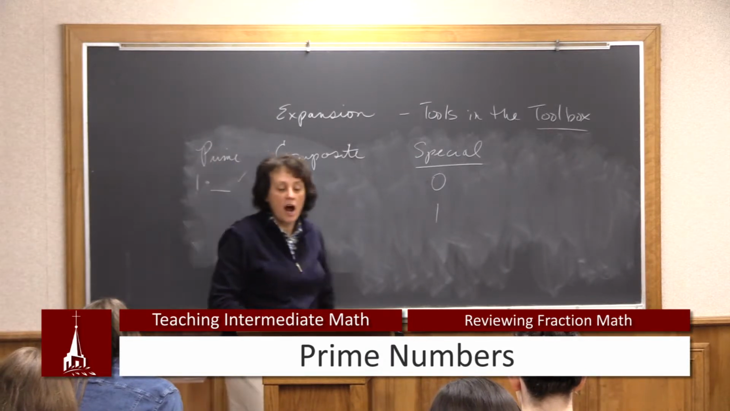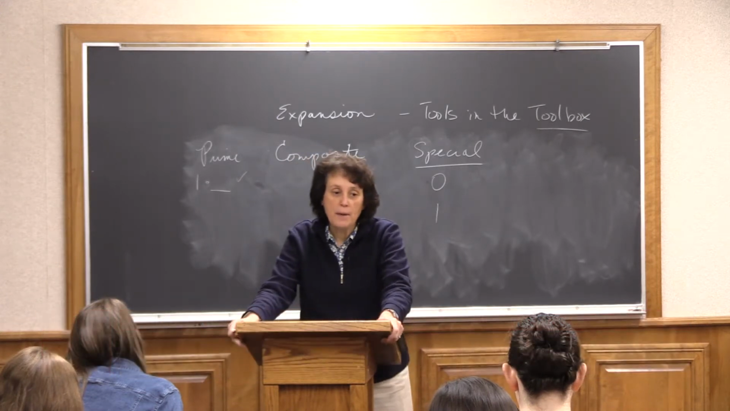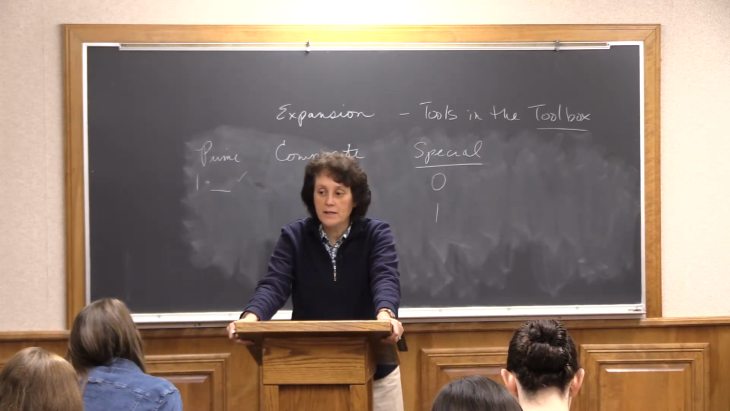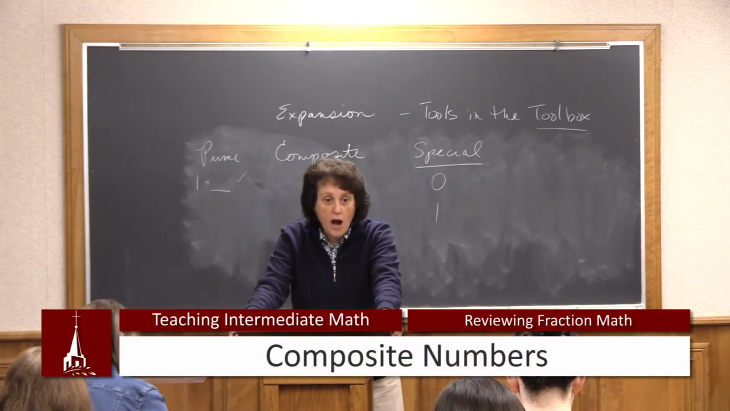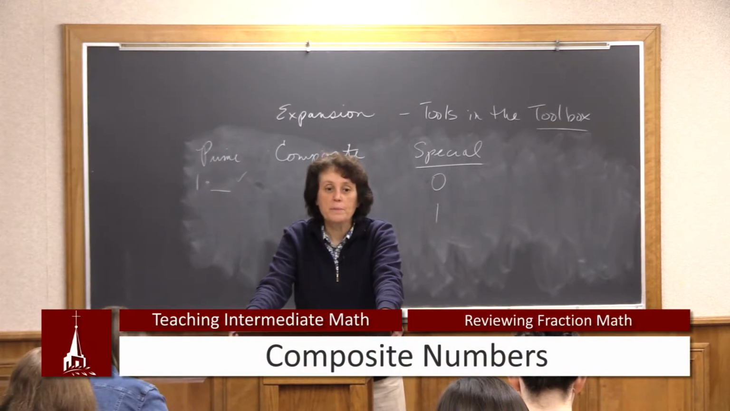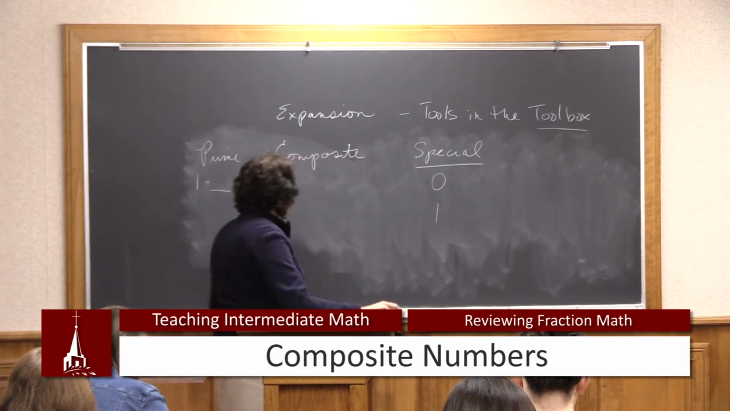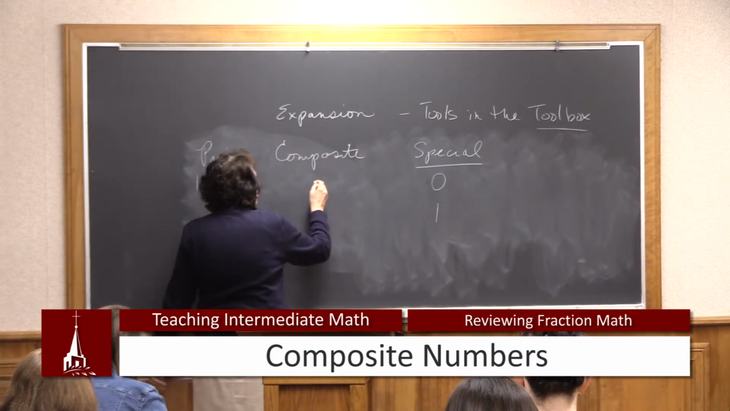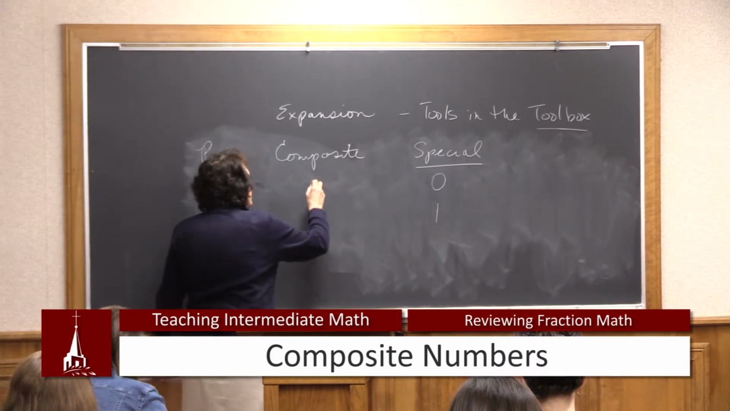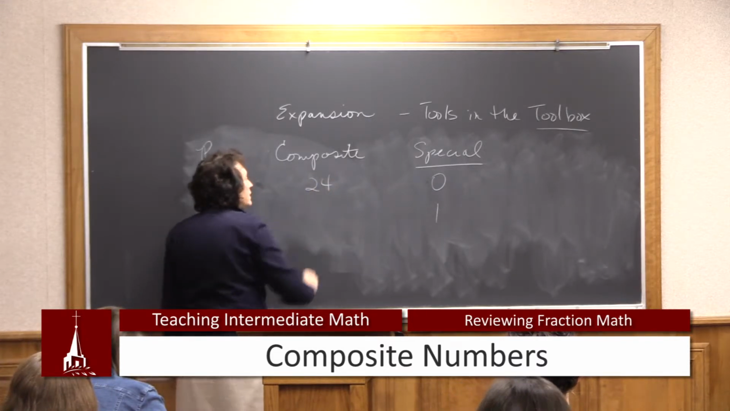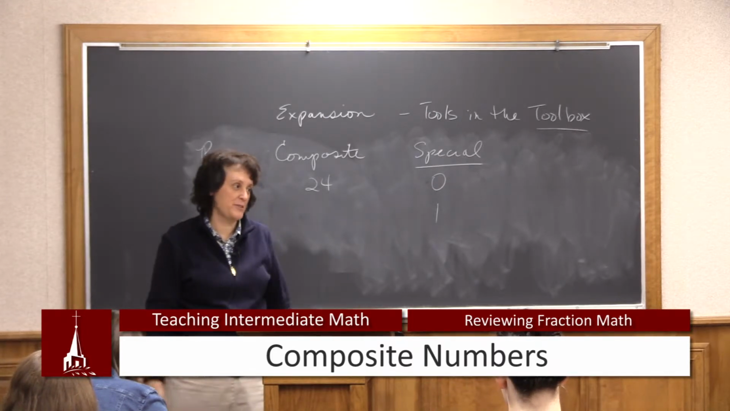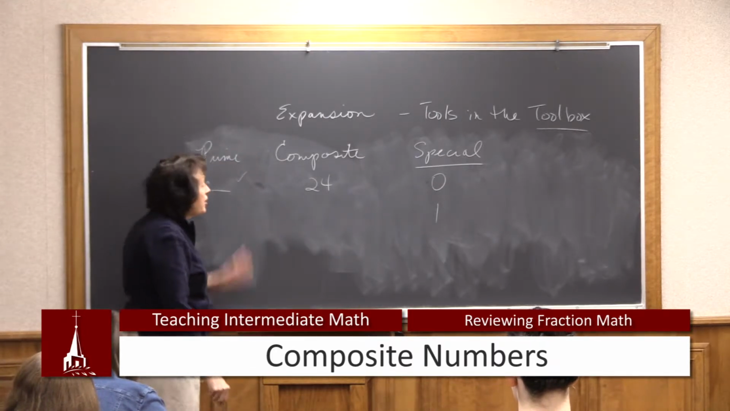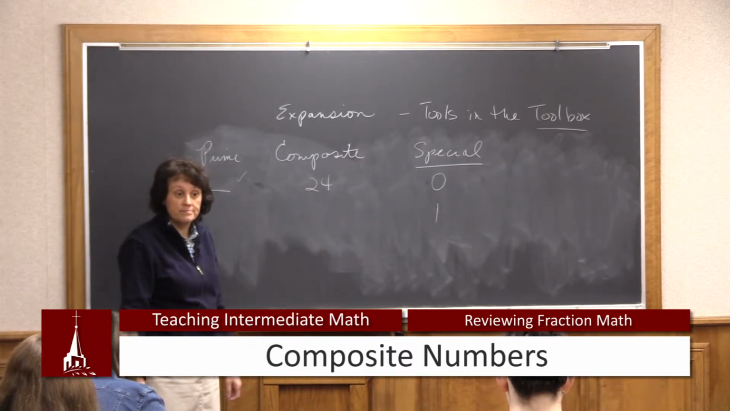Composite numbers are numbers that are made up of repeated prime factors. Okay, so let's take the number 24. 24 is composite. It has several factors besides 1 and itself. There are 2 ways to prime factor.